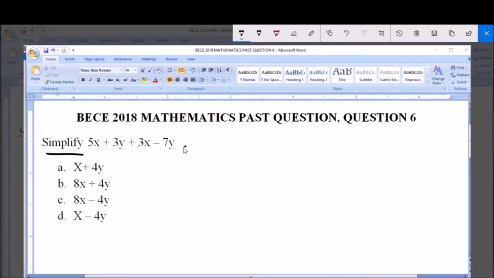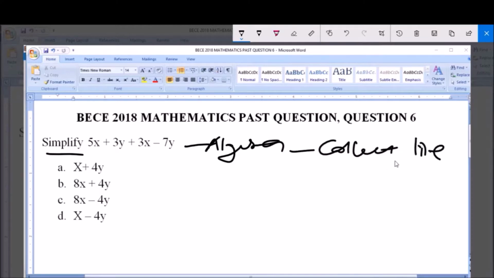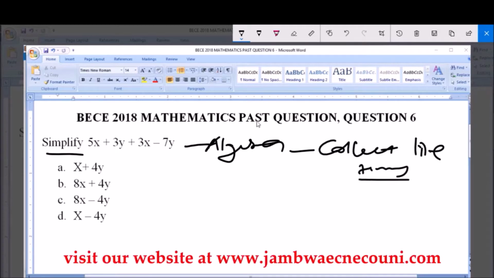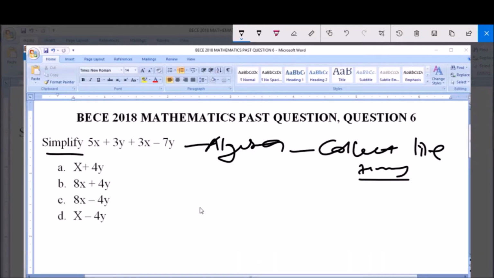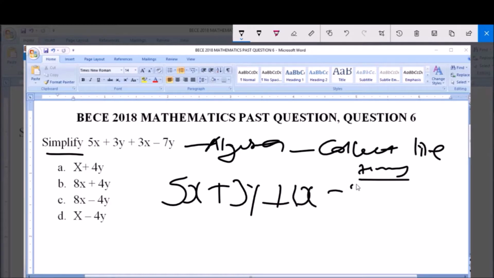Now this is an algebra, and we have to simplify this. For us to simplify this, we simply collect like terms. Now remember, we have two unknowns here, the x and the y. So by collecting like terms, we select those with x together and select those with y together. Now we have 5x + 3y + 3x - 7y.